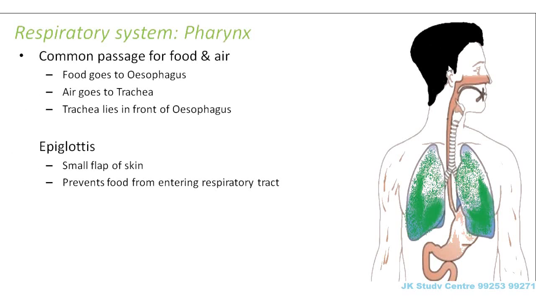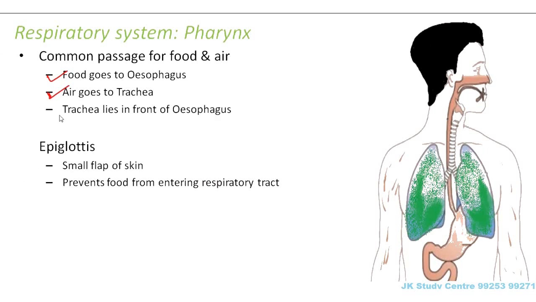Then the next part is the pharynx. I have talked about the pharynx before also. It is a common passage for food and air. So what happens, both food and air reach the pharynx. From here it gets divided into two different tubes. So food goes to the food pipe, that is the esophagus, and air goes to the wind pipe, that is the trachea.